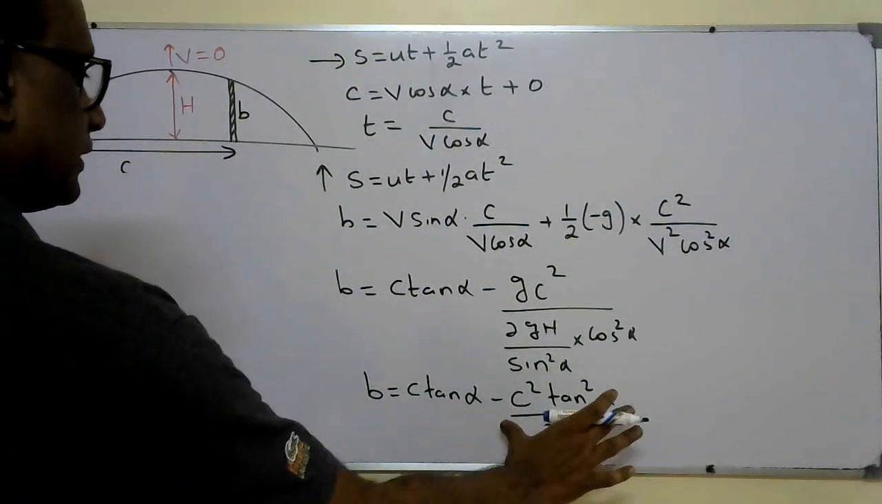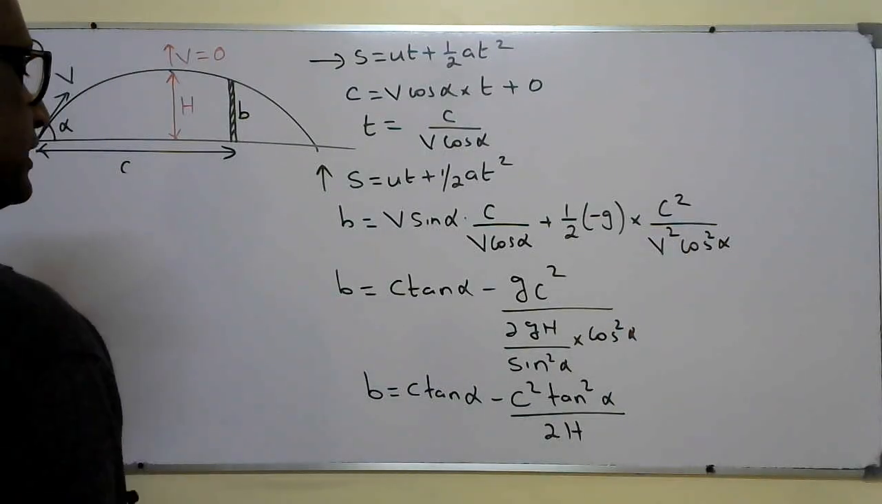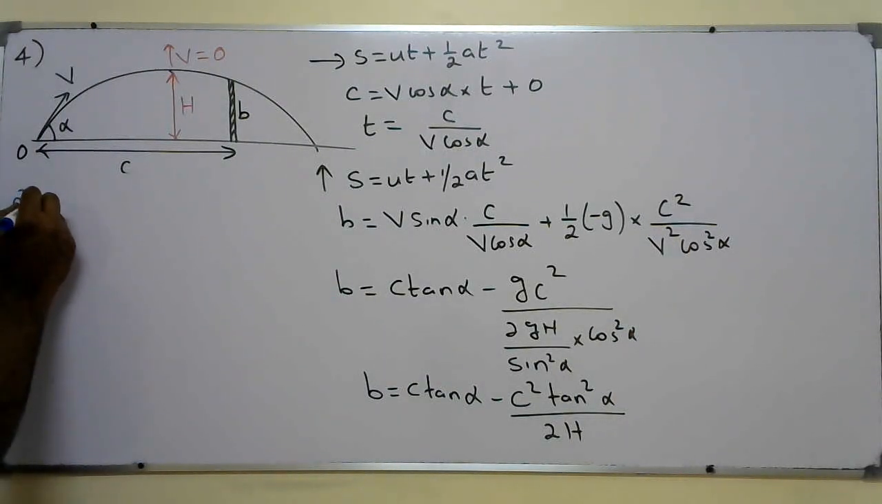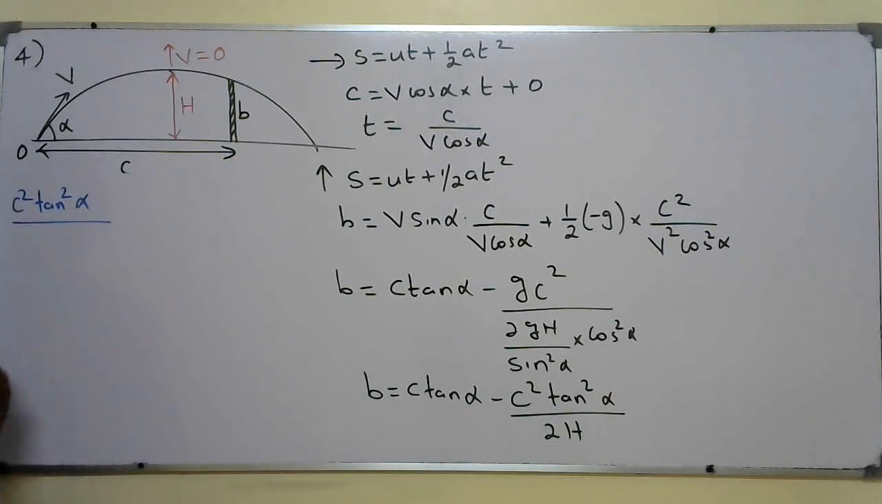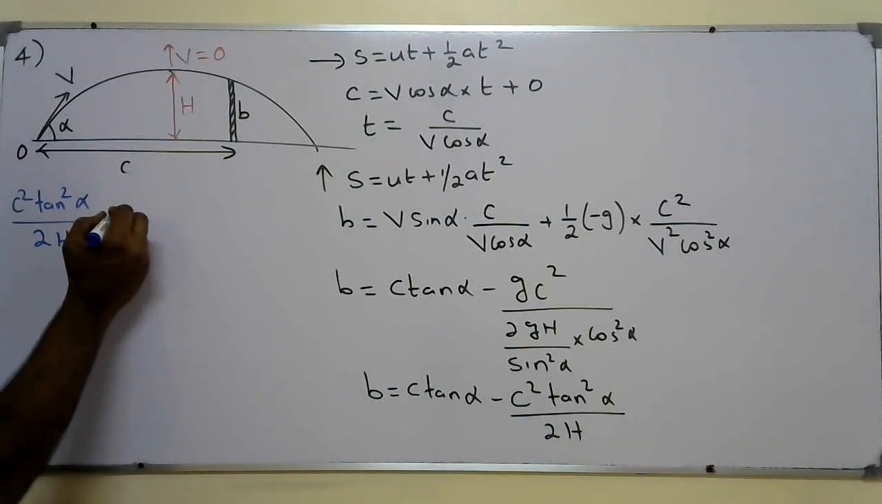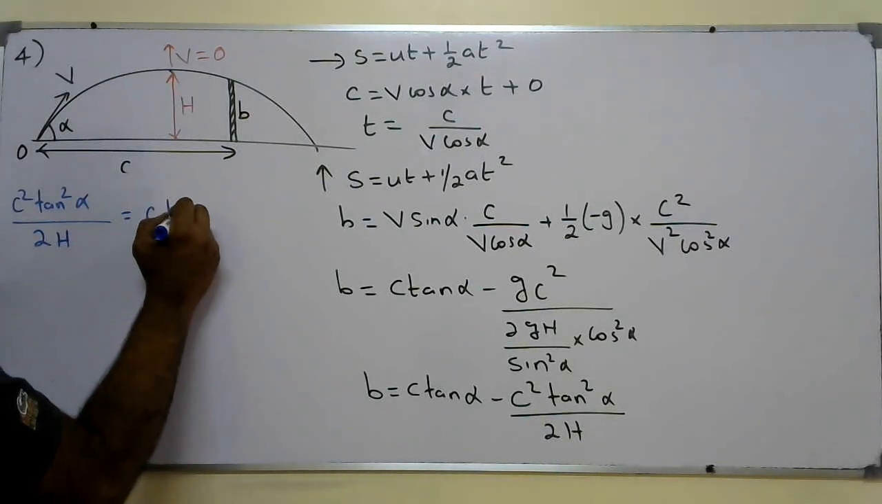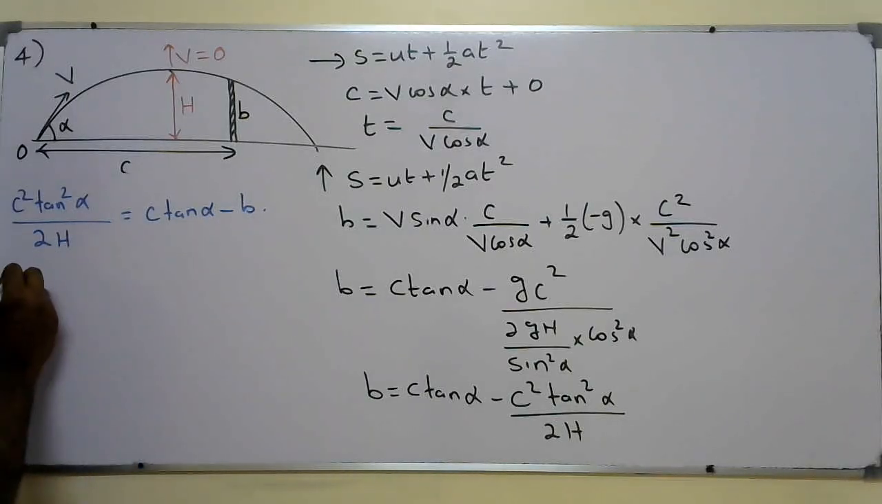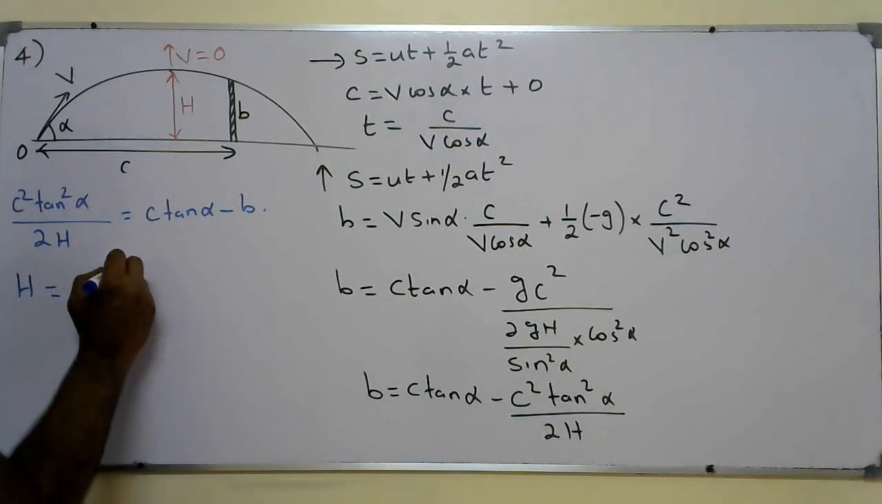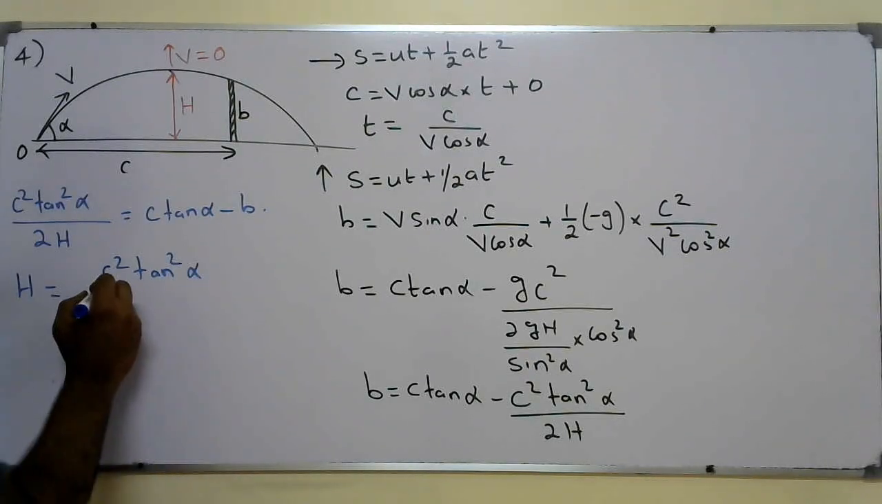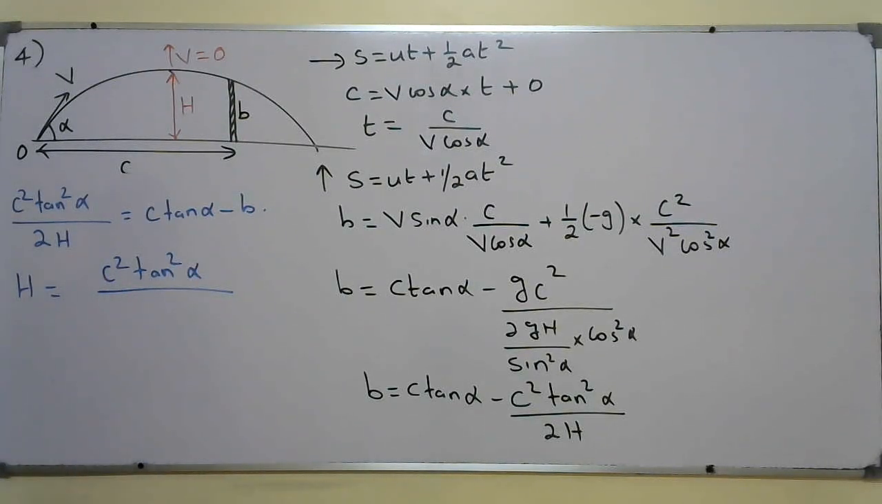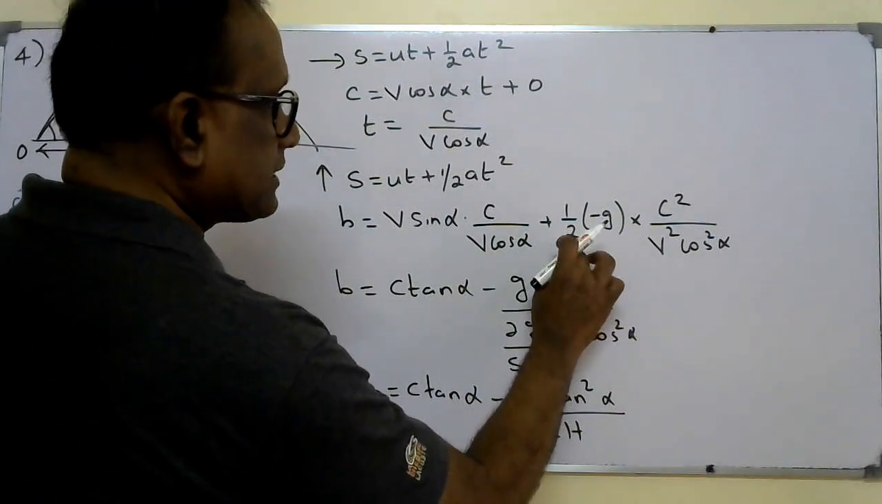Okay, so rearrange this one. Make this the subject because I want to make h finally the subject. So it's going to be c squared tan squared alpha over 2h equals c tan alpha minus b. Make h the subject, you will get the answer, that's all. So that is c squared tan squared alpha over... 2 is missing somewhere. Okay, here I made a mistake. This half is missing.